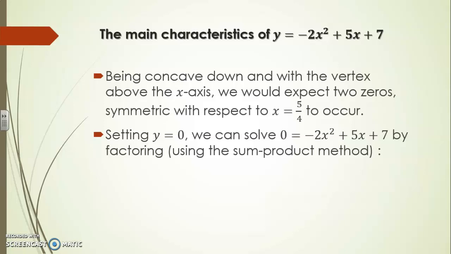We're going to use the sum product method if it's possible. It actually turns out here that the two numbers m and n we would like to find must agree with the a times c element, so minus 14, and also with the b element, which is 5, and numbers minus 2 and 7 actually accomplish both of these criteria.